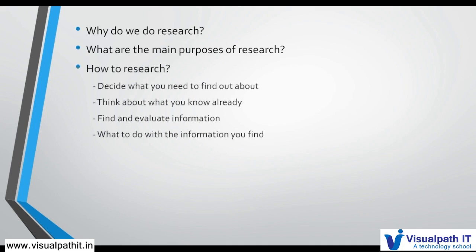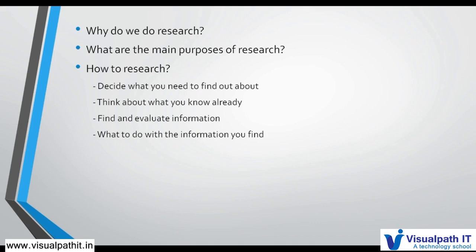Now, let us understand how to do research. First, decide what you need to find out about. Second, think about what you know already. Third, find and evaluate information. Fourth, decide what to do with the information you find. So in this, we learned why to do research, the purpose of research, and how to do research. This is all about research.